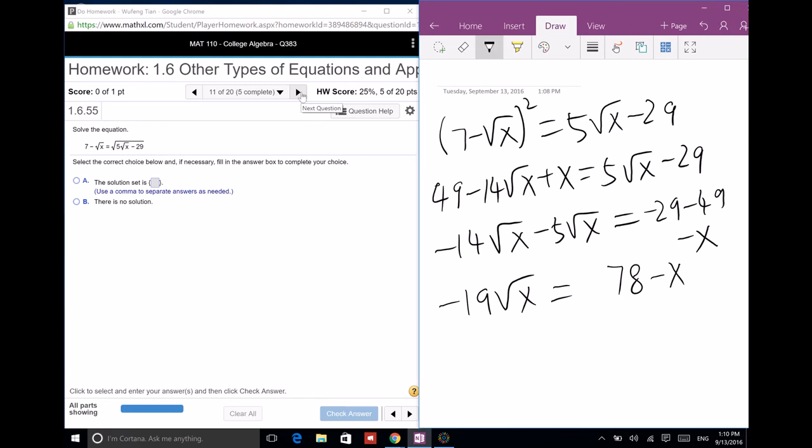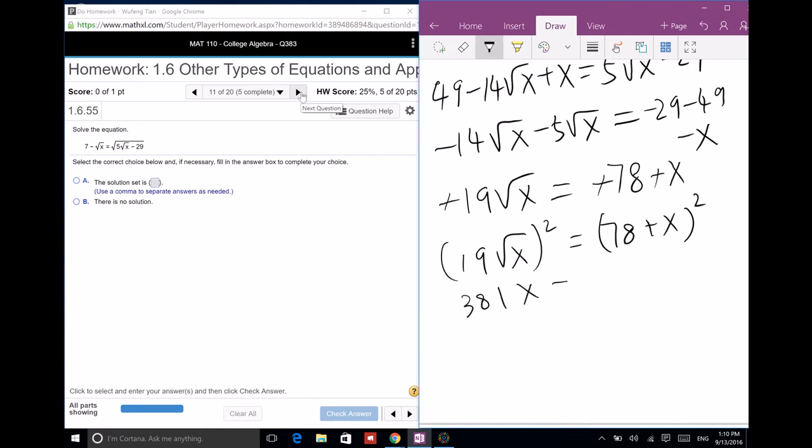And then you have negative, you can cancel out, all of them have negatives, right? All of them have negatives. So 19 square root of x, squared, equals 78 plus x, squared. Then you have 361x equals 78 plus x, squared. Well, you FOIL this one out, it is a quadratic equation. Okay.